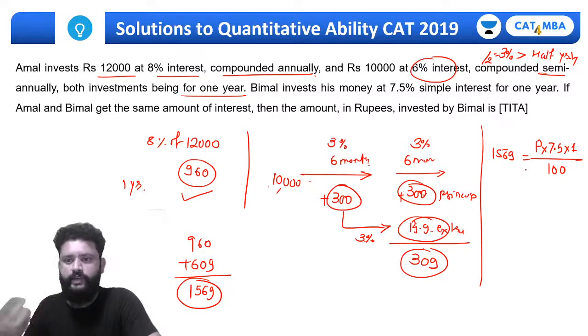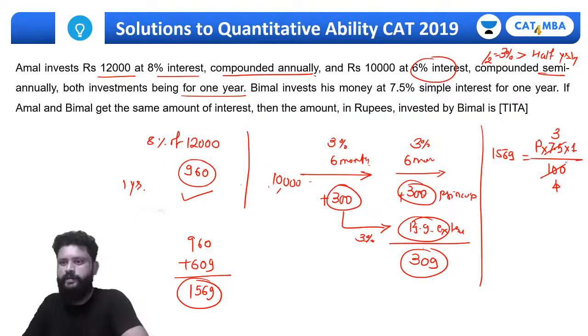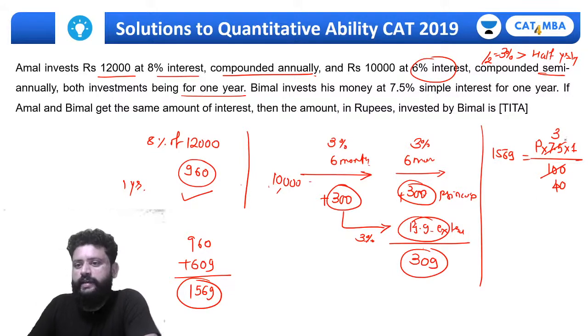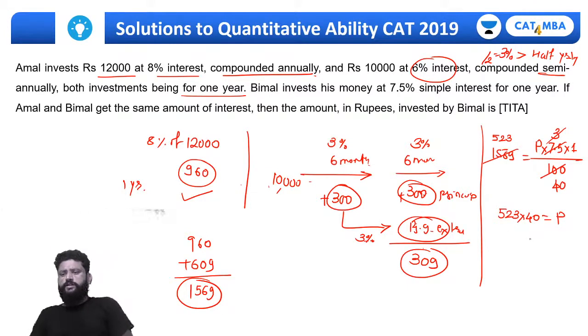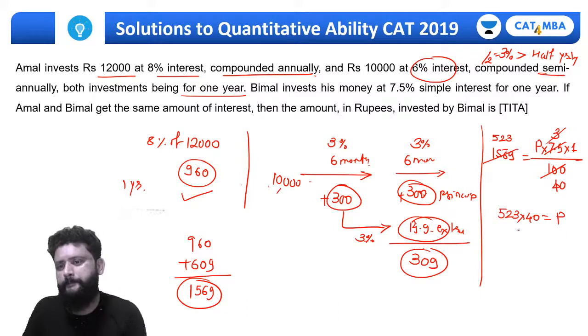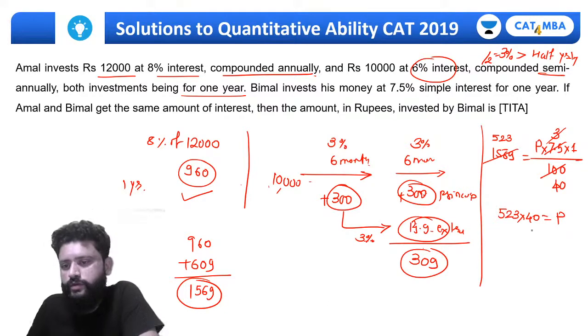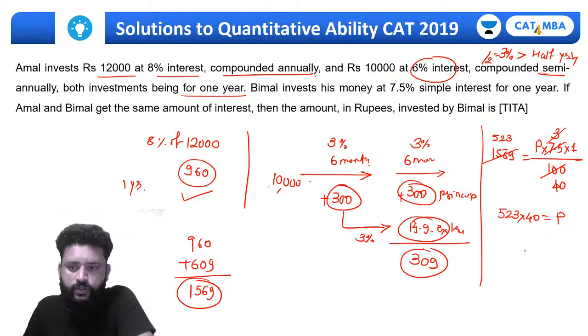Right, so what we can do here is the calculation part. We can write this as 4 times, that's 3 times. Oh, this will be 40 times. Okay, so I can divide it by 3 now. So 523 into 40, the principal. So 500 is 2000, or 2020 into 4 is 80, 2092.